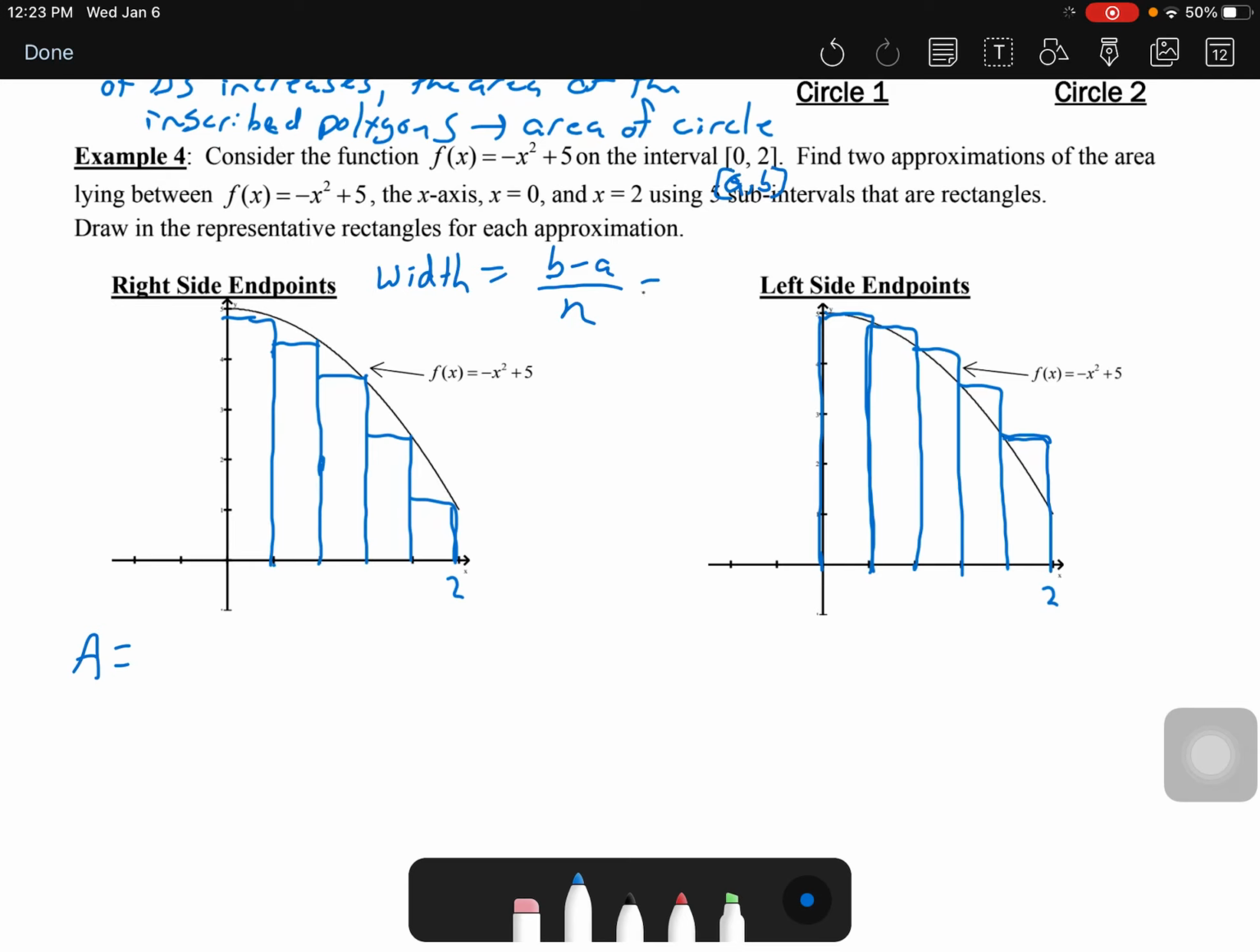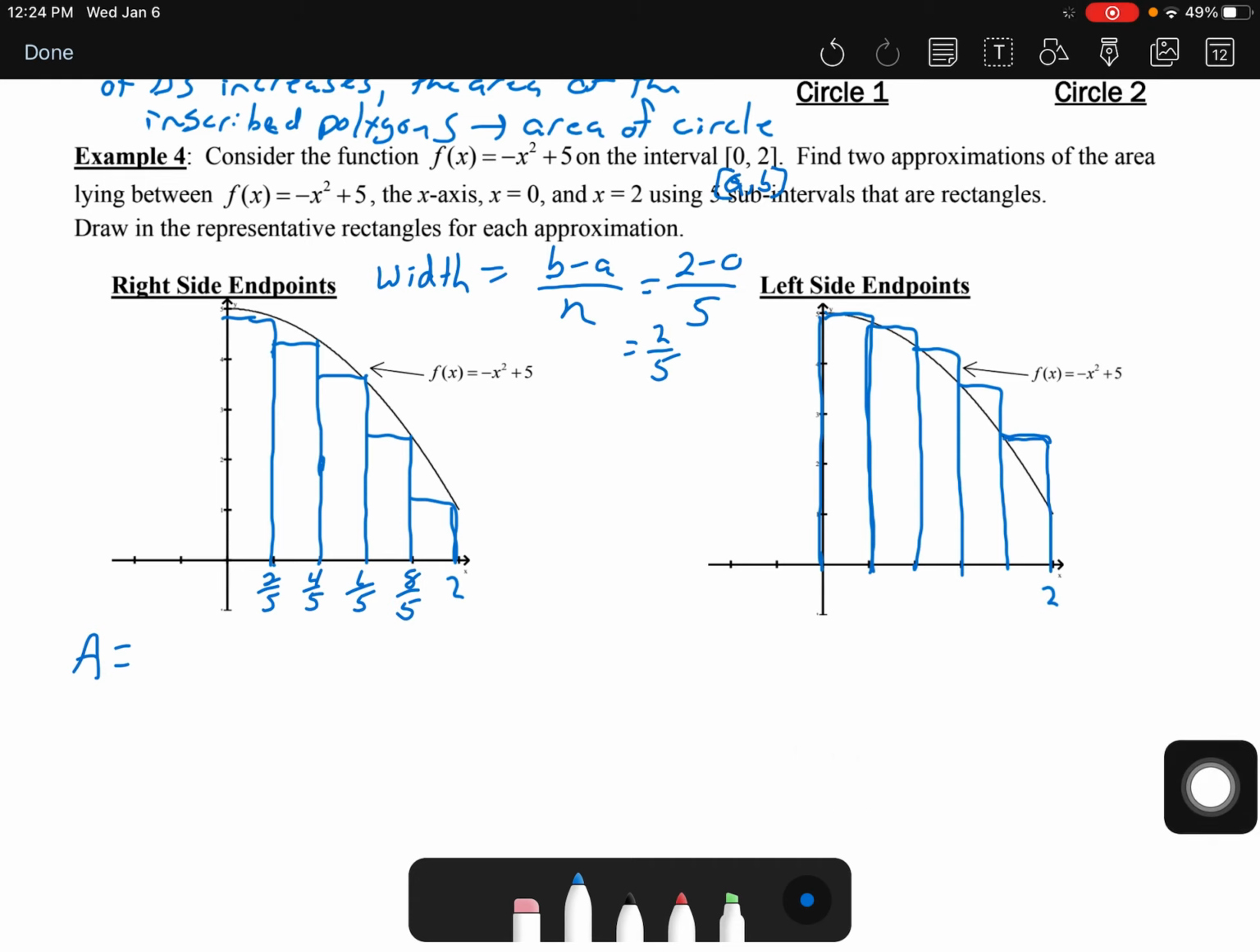So in this case, that would be 2 minus 0 over 5. So the width of each one of my rectangles is equal to 2/5 of a unit. If I mark these off, this would be 2/5, this would be 4/5, this would be 6/5, this would be 8/5, and then I would end at 2 or 10/5 right there. Those are just my markings on my x-axis, following what they're asking me to do.